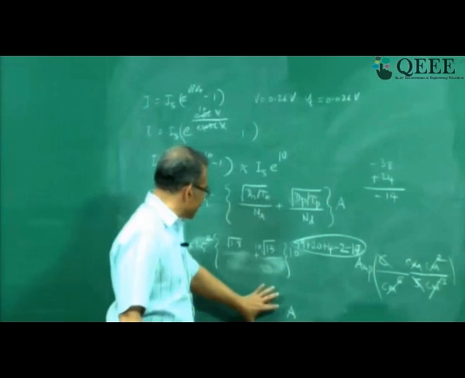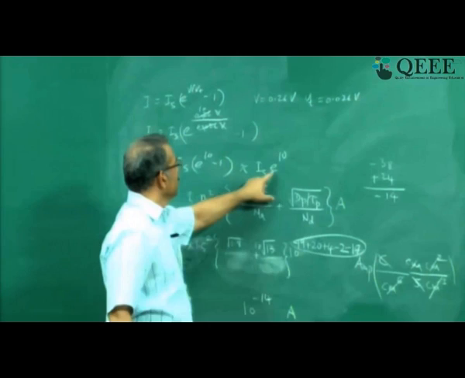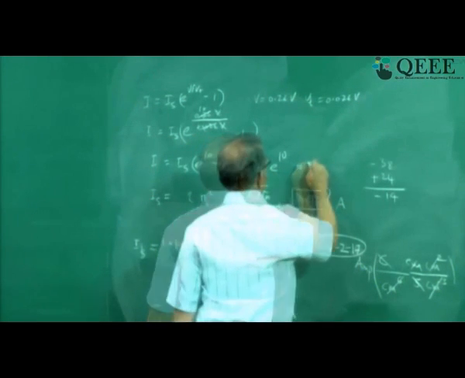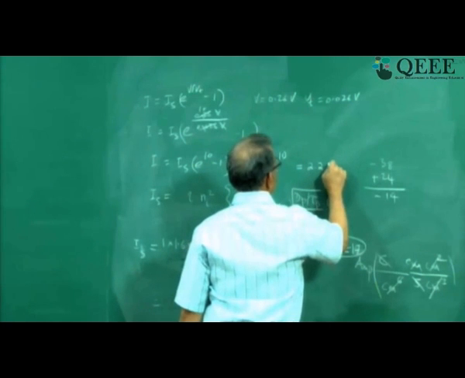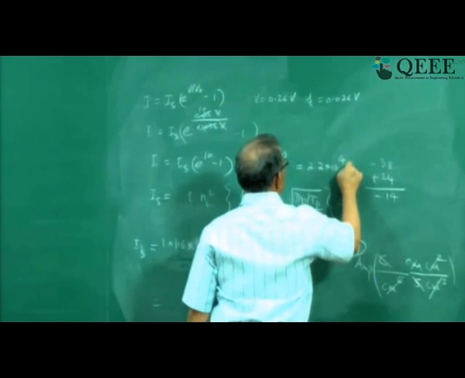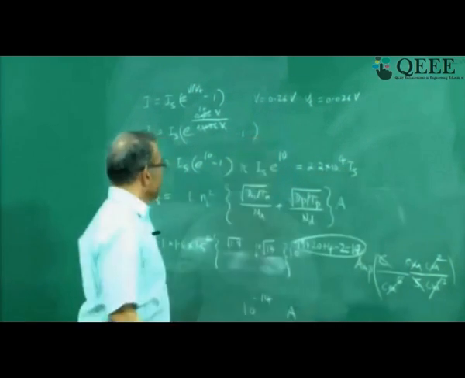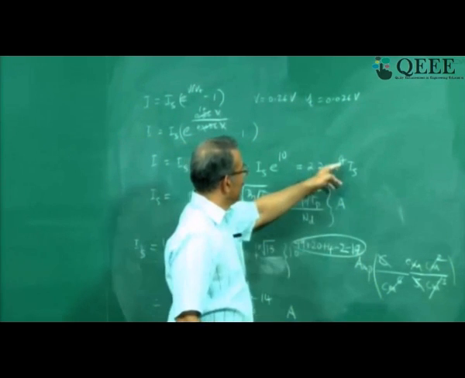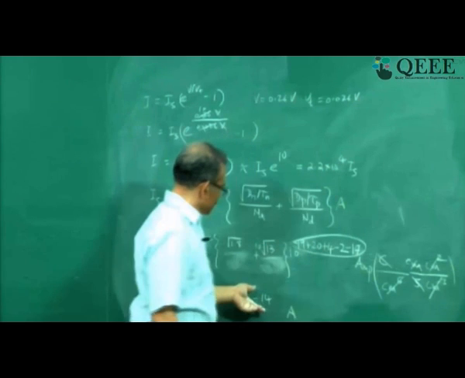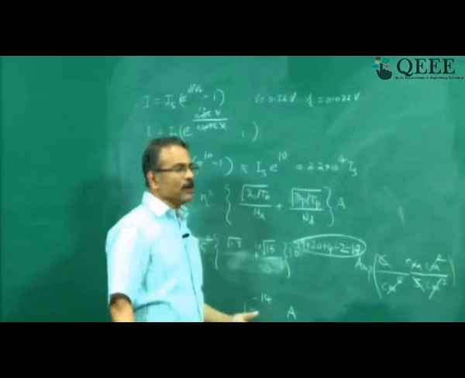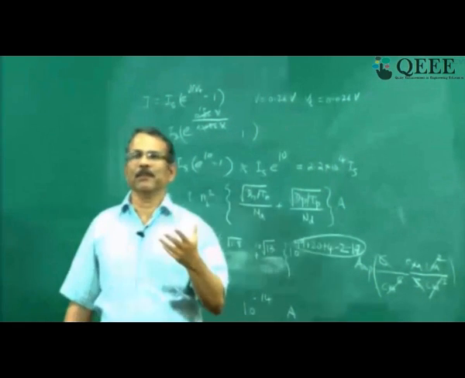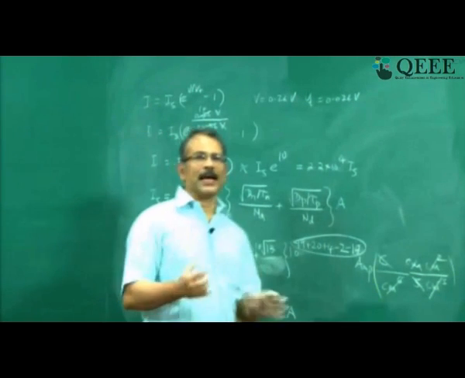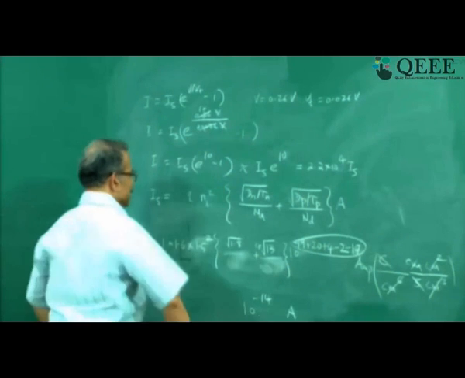Now I can again check, is this fine? So I have to find out what is e power 10. So how much is e power 10? Let us see that. It is about 2.2 into 10 power 4 times IS. So I am getting a 10 power 4 order here. So minus 14, and when you add 4, you will get minus 10. Now you know 10 power minus 9 is nanoamperes. So you are getting currents of the order of nanoamperes, which may be alright. Let us proceed with the calculation further.